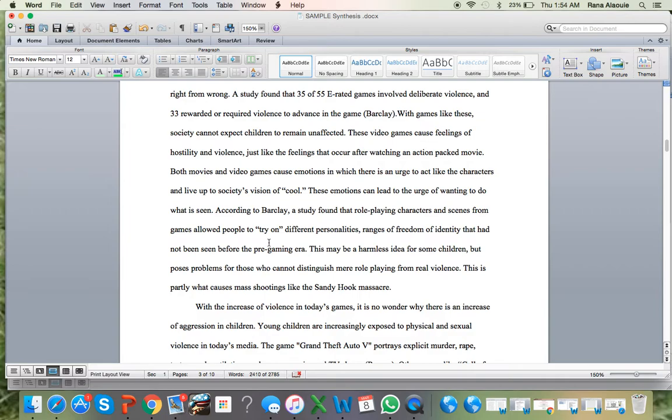But then she also mentioned that many kids at certain ages don't know the difference between role play and reality. And she said that, I think, right here. And then she also said it poses problems for those who cannot distinguish mere role playing from real violence. And those are people that do go out and cause these mass crimes because they didn't distinguish the difference between this and this, or maybe they did, but that's the point she was trying to make.